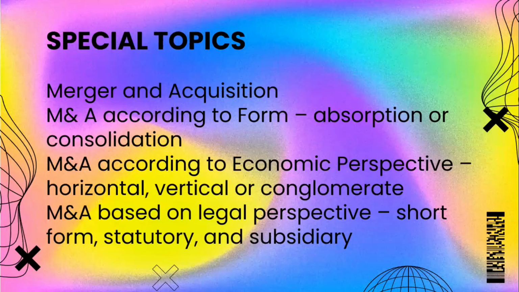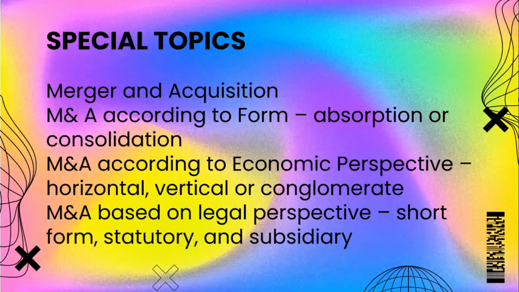So M&A classification may also be dependent on its economic perspective. So we have horizontal, vertical, or conglomerate. Horizontal is when two firms in the same industry combine. One good example is Jollibee and Chowking. Even Greenwich. It's now owned by Jollibee Food Corporation.